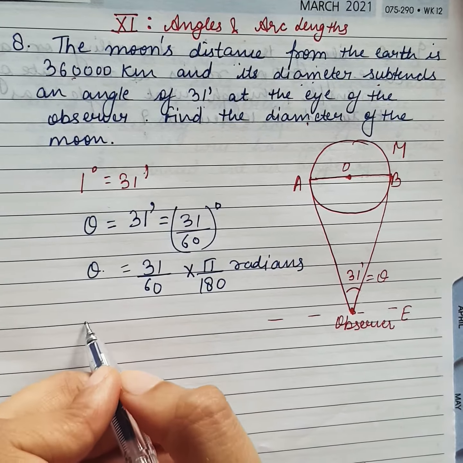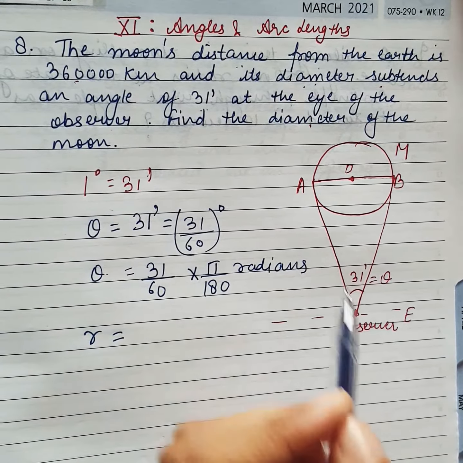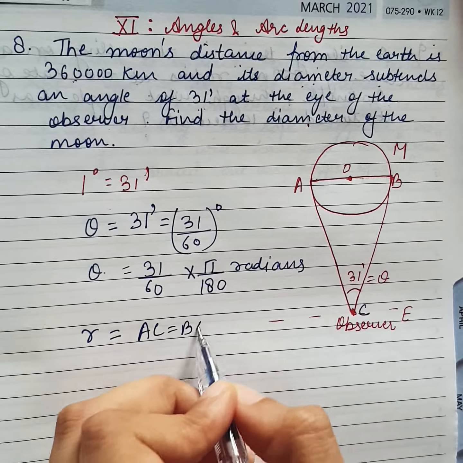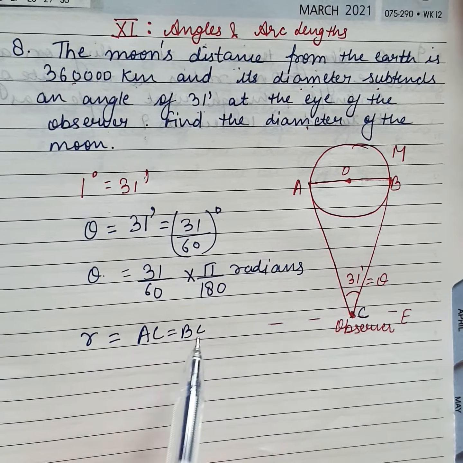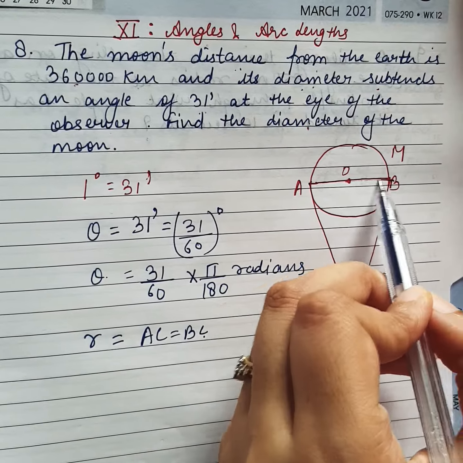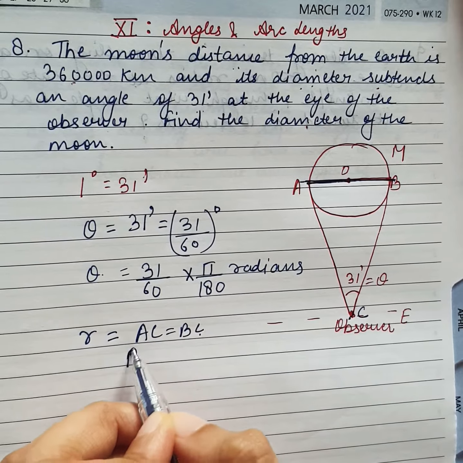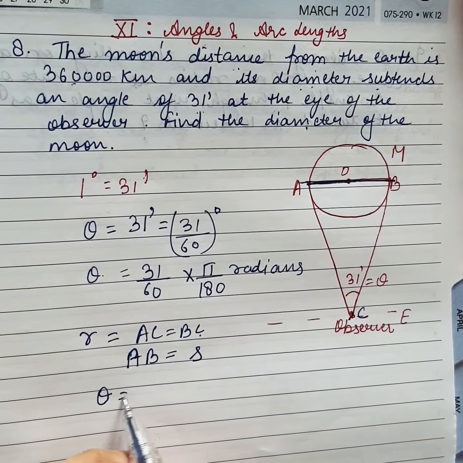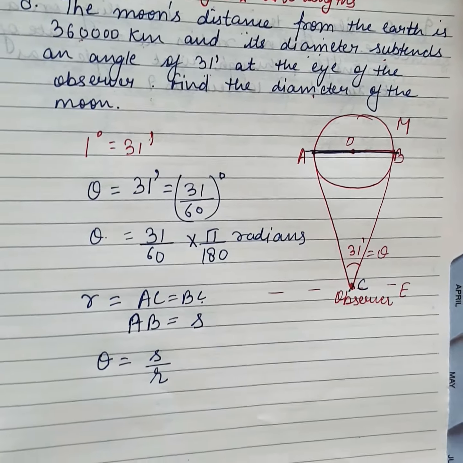Now, where is the radius in the given question? In this question, this AC or BC works as radius. The distance between moon and observer will act as radius because the angle mentioned is this, and the arc length that we need to find will be this, AB, the diameter of the moon. So here AB works as arc length, which is S. The formula for finding this is theta equals S upon R. Theta should be in radians, which we have already found.